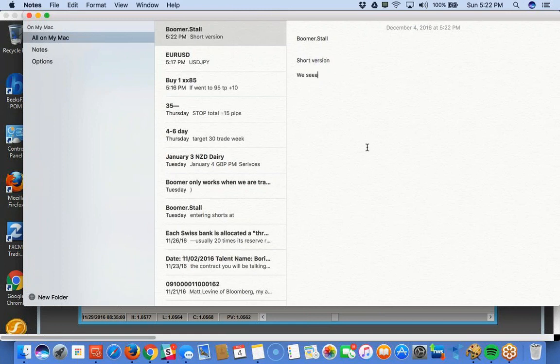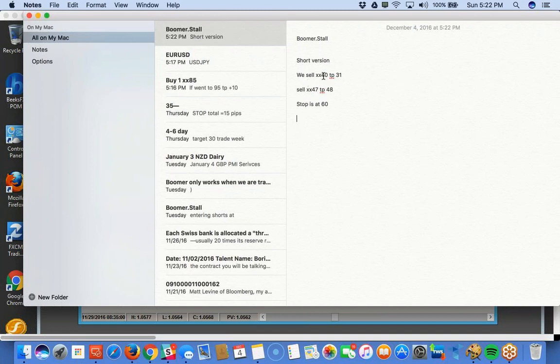We sell XX40, take profit 31, right? If it goes up, we sell another XX47, take profit 38, right? Stop is at 60, okay? So let's first figure out our stop.